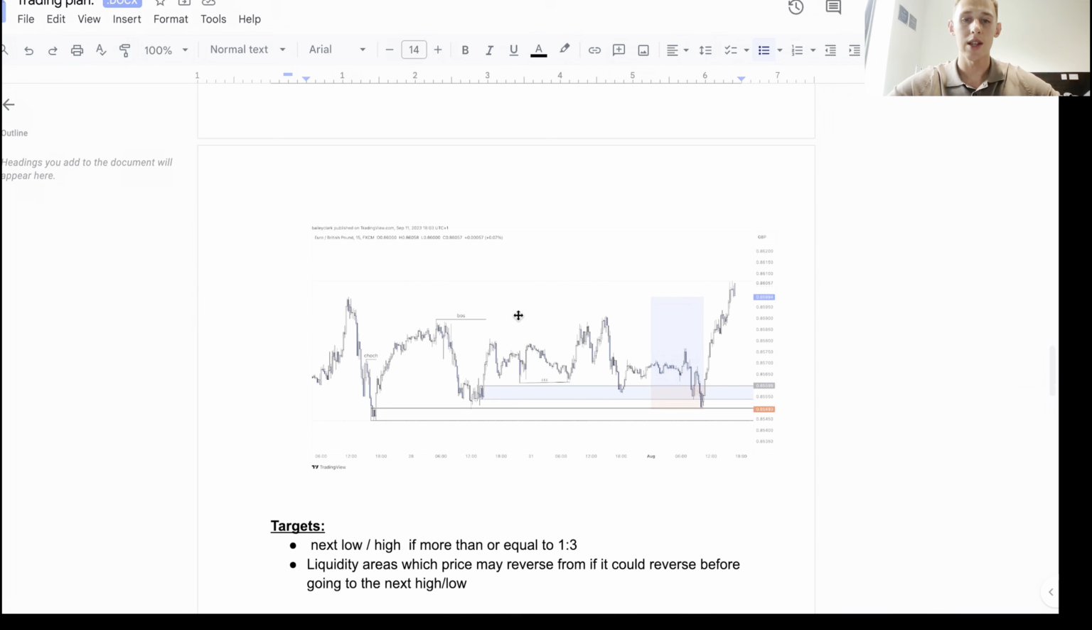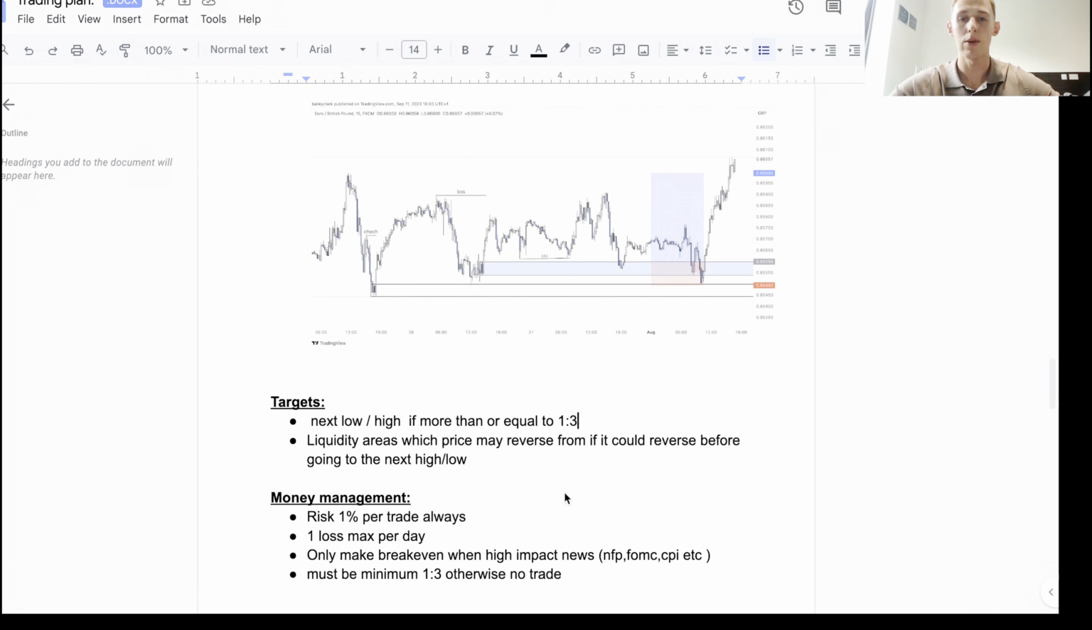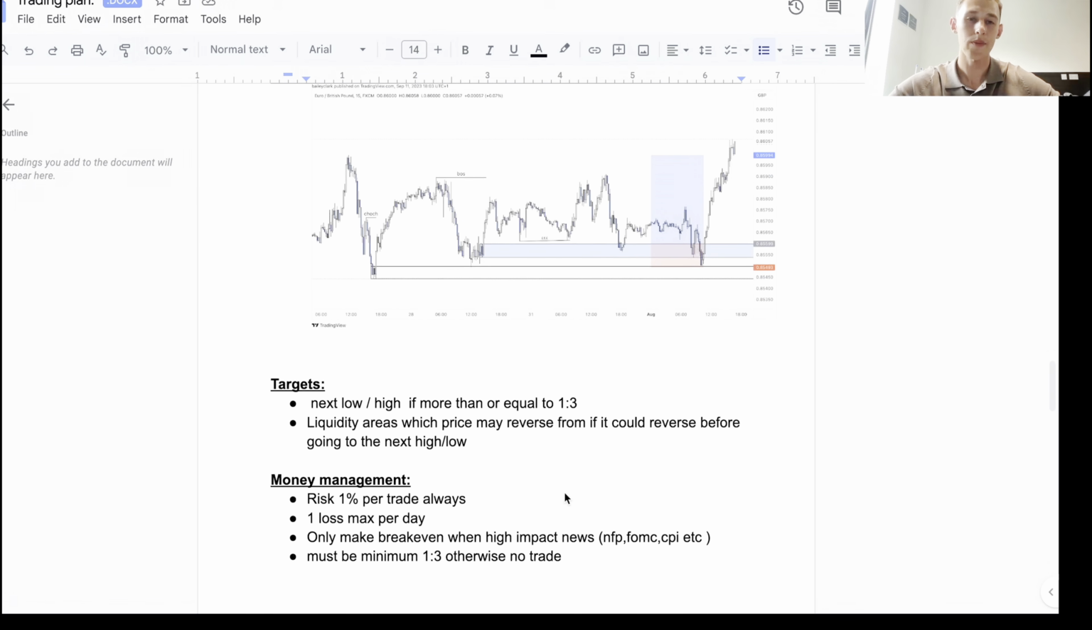As for targets, the only restriction I have is that I must be a minimum of a 1 to 3. Usually I don't go too much above that either. I just target a 1 to 3 or 1 to 4. And I also have a more discretionary approach, which is to target previous areas of liquidity. Obviously that's a bit more subjective. So if you are a beginner, I would recommend doing a more mechanical TP rule. So a 1 to 3 works very well. And you only need around a 35% win rate to make that profitable.